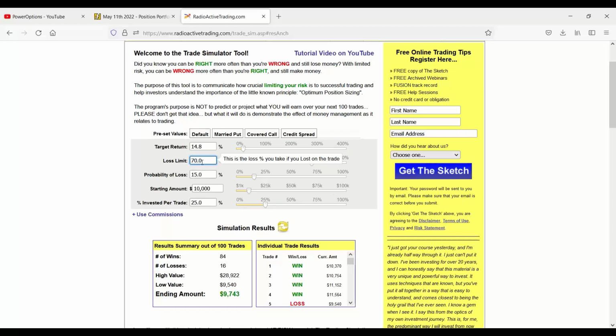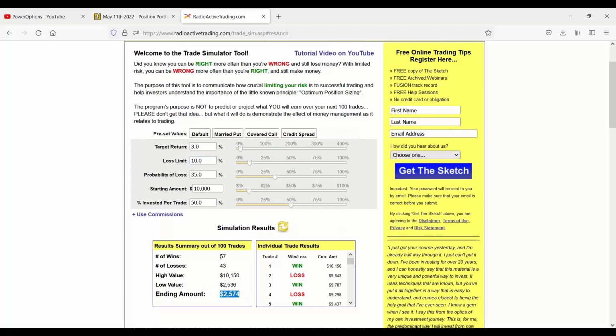And you can use this with any structure. So I'm thinking about doing covered calls. I know that I'm going to be looking for a 3% return if assigned, maybe on a 1 month out covered call. I know I'm going to expect to be right, let's just say, 65% of the time. I'm going to take $10,000 and use 50%. Is using a 10% stop on a covered call a good idea?